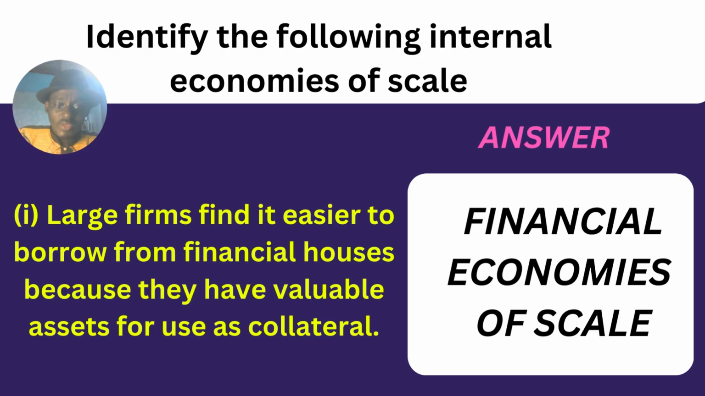Okay, so the first question says identify the following internal economies of scale. So it's asking us to identify the following internal economies of scale. Large firms find it easier to borrow from financial houses because they have valuable assets for use as collateral. Since we are to identify the economies of scale, the correct answer here is the financial economies of scale. So that's the correct answer here.